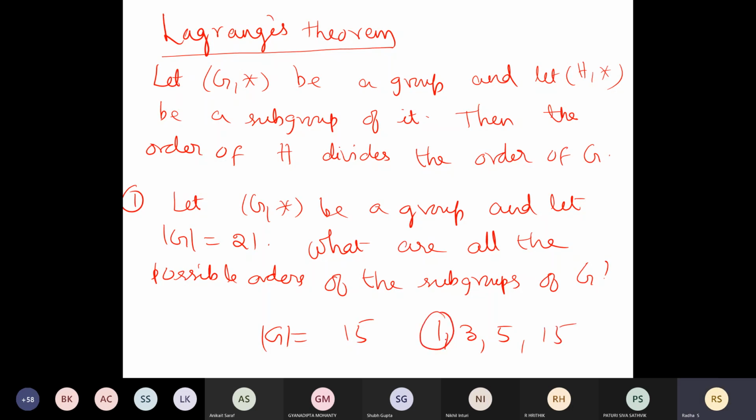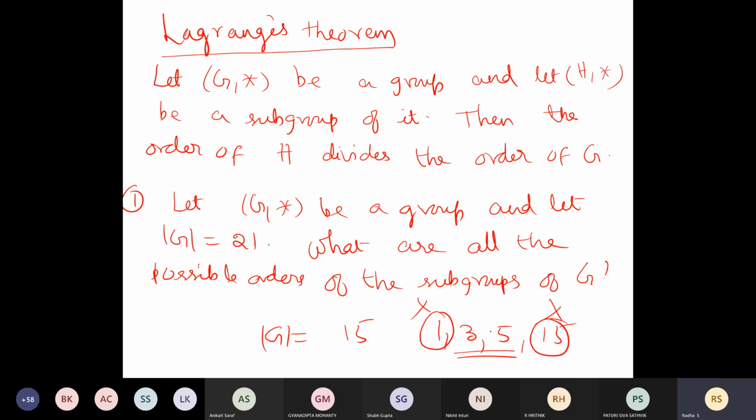For 1, it always exists. Whenever you have a subgroup of order 1, that is the trivial group, the identity alone. Not interesting. It's not a proper subgroup. A subgroup of order 15 means the group itself is a subgroup of itself. So I don't like it. It's not a proper subgroup. So I'm not interested in these two things. I'm interested in only these two things.